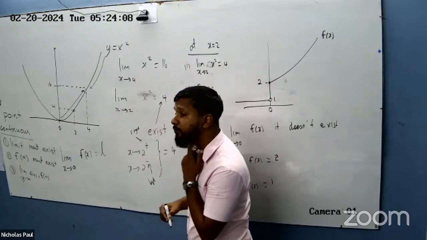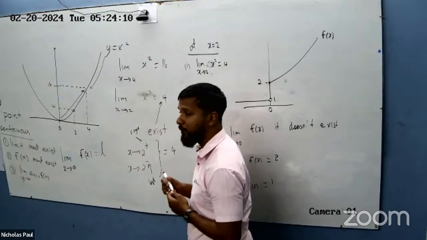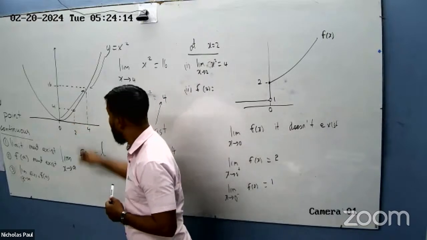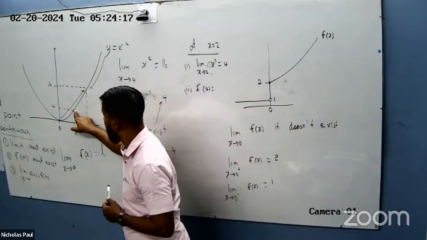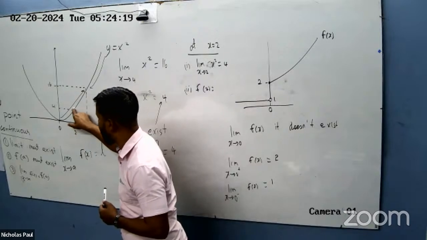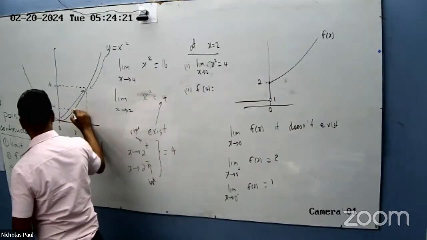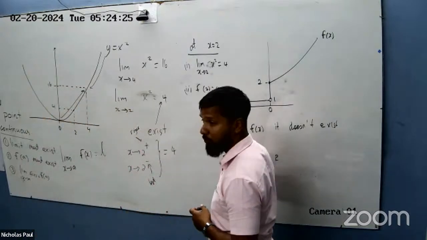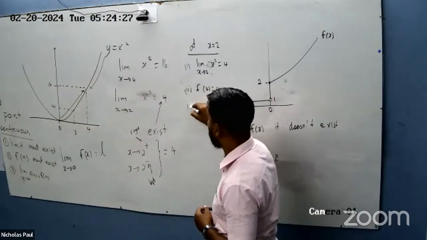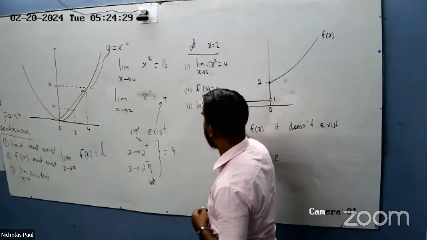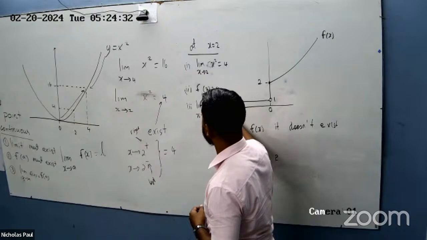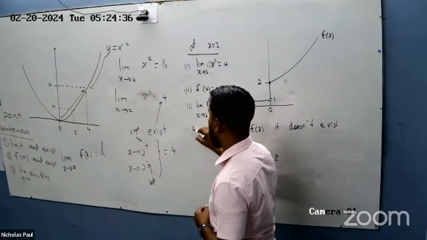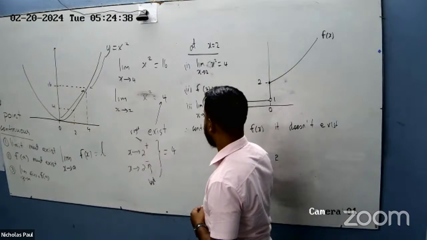F of 2 is what? When I plug 2 in here, it's 4. Is it solid or hollow? I'm just pointing out something. So it's solid, right? Yeah? So f of 2 is 4. Are they equal? The limit as x approaches 2 of x squared is equal to f of 2. Therefore, continuous.